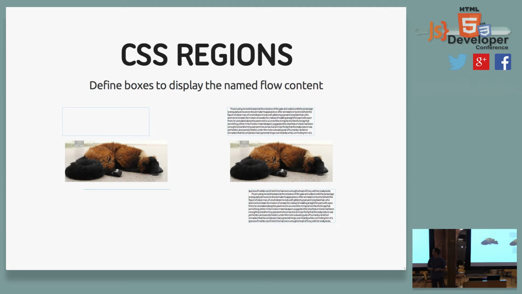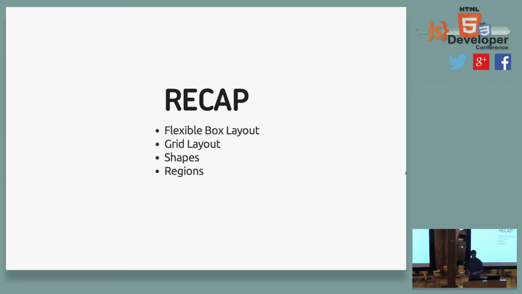Then we have our regions. All we do is create boxes using CSS and elements as we already know how to do. We define some boxes, and then we add a property that grabs all the content from the named flow and flows it through. You notice here, my boxes are a little bit different as far as their styling. They're not quite the full width, but my content's still flowing through as I expect it to. So those are the four. These are the new ones.